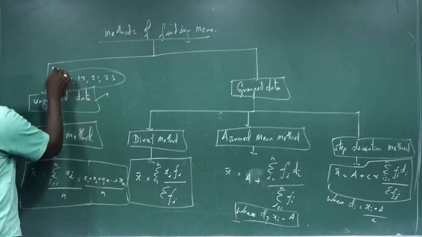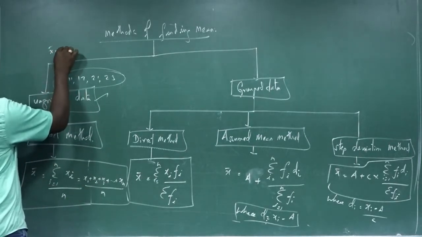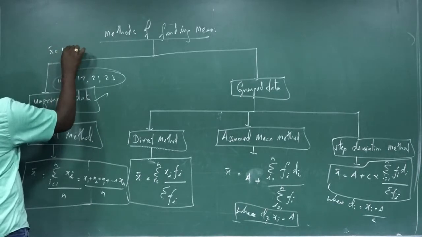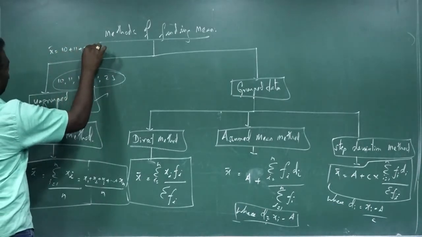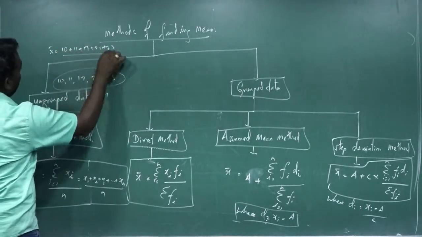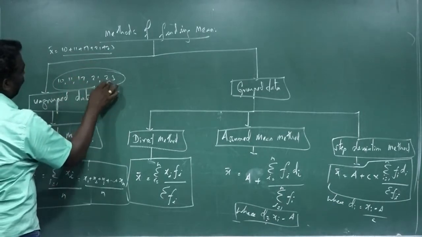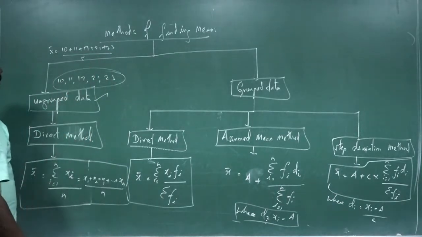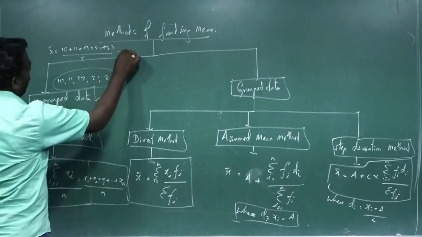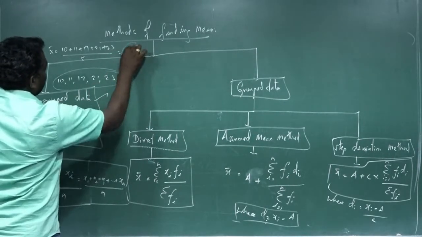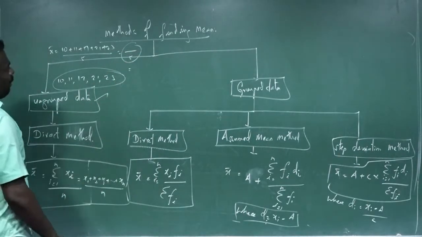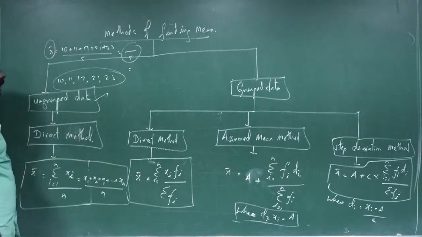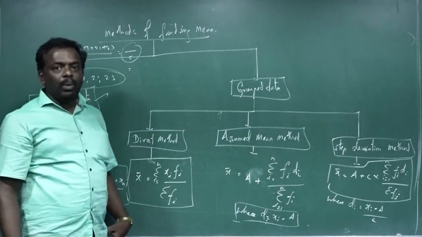For example, the arithmetic mean here is 10 plus 11 plus 17 plus 21 plus 23, divided by 5, since 1, 2, 3, 4, 5, five numbers are given. Just add them to find the total value, then divide that number by 5, and we get a number. That number is called the arithmetic mean. This is how we find the arithmetic mean.